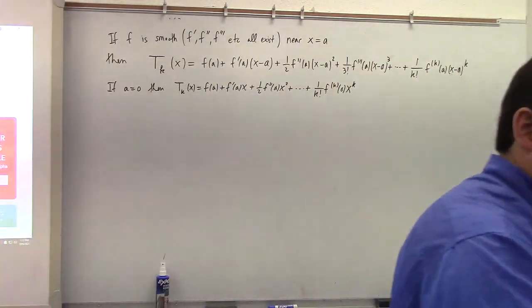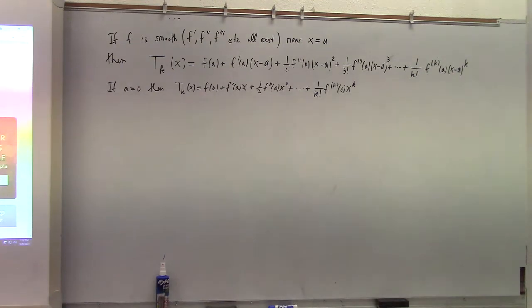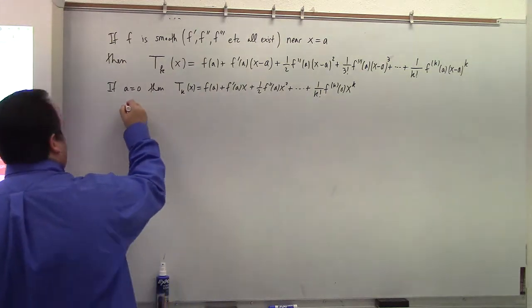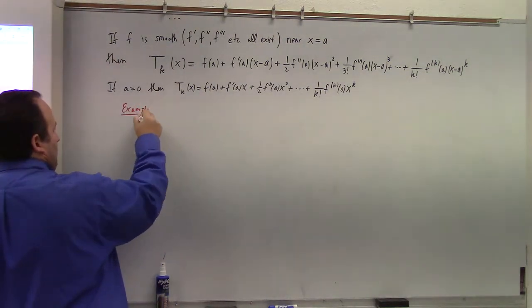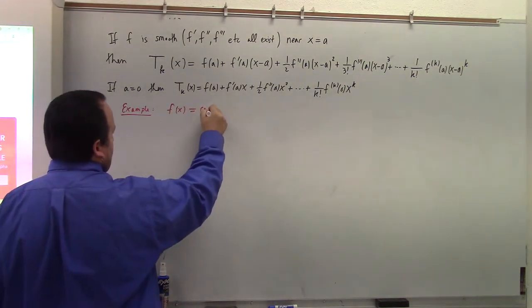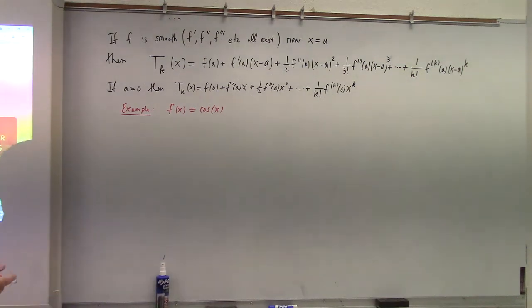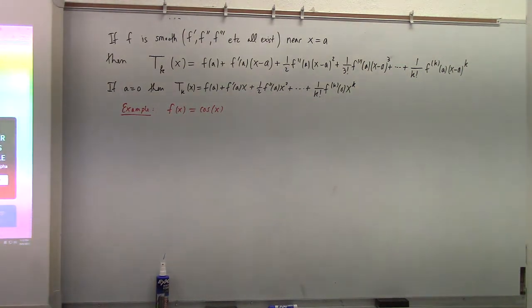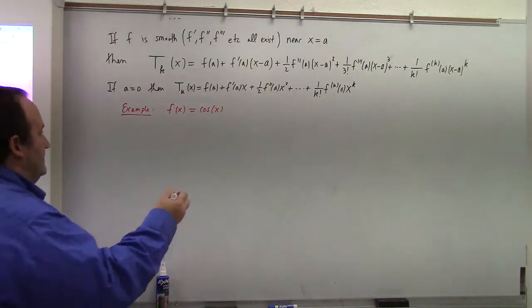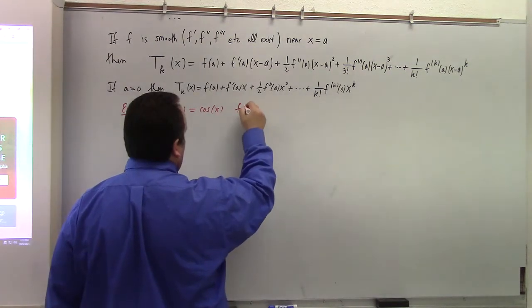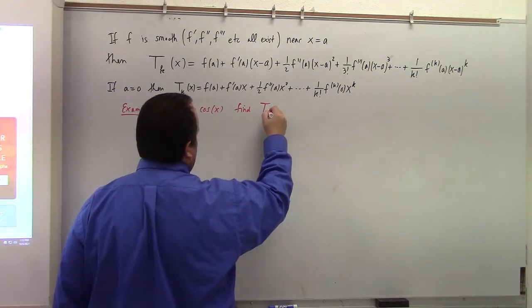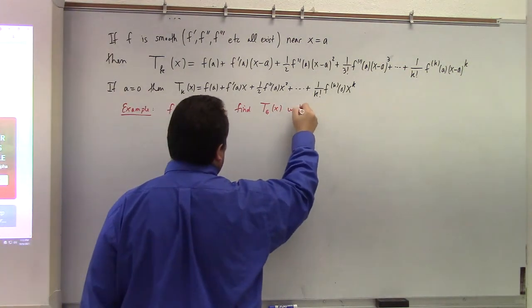So let me just work out a specific example for you, just to try to make it a little less mysterious before we start the lab. So here's an example. We could look at f of x equals cosine x, and let's try to find the Taylor polynomial for cosine centered at 0. We'll do, I don't know, 6 should be enough. T6 of x with a equals 0.